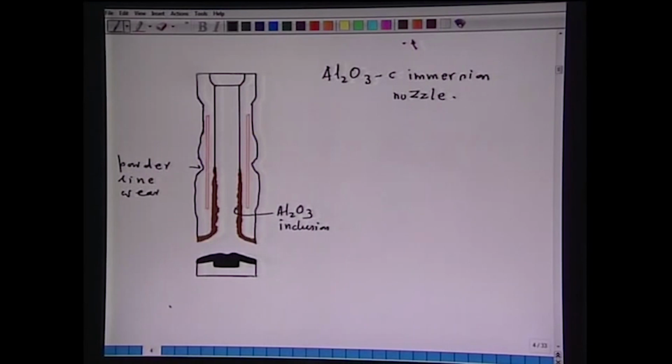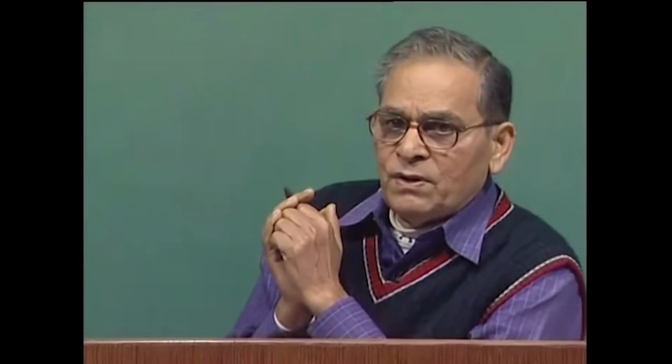So, when the alumina builds up on the walls of the immersion nozzle, what will happen? It will affect the flow rate of molten steel, because continuous casting is being done with a constant flow rate of liquid steel from tundish to mold. So, if the alumina inclusions build up, then the casting rate will be affected.